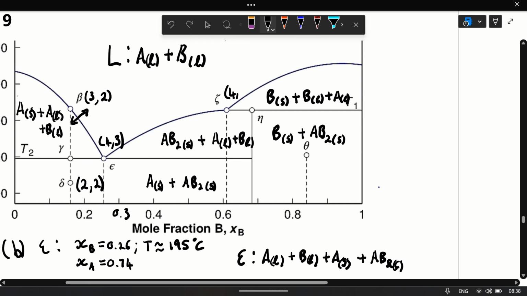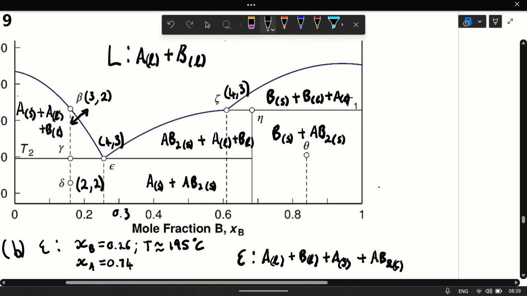How many distinct phases do we have at zeta? Well, we must count again. So we have the A liquid, B liquid, so that's a phase. We have AB2 solid, that's a phase. And then we have A liquid, B liquid, that's the same phase as before, but we also have B solid. That's a different solid state phase to AB2 solid. So we have two solid state phases, and one miscible liquid phase. Okay, so again we have a 4-3, same as the eutectic point.